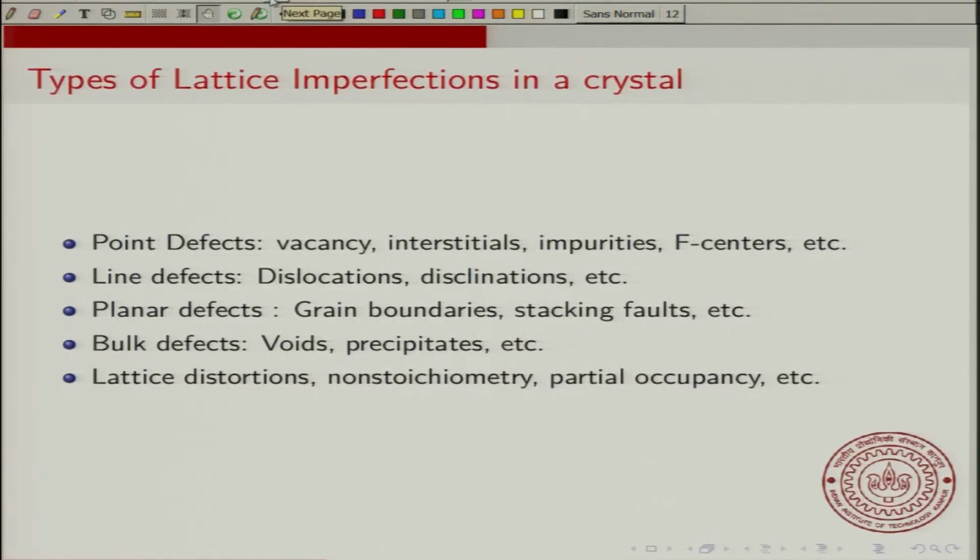Just to recall, we talked about different types of lattice imperfections in crystals. So, you could have point defects such as vacancies, interstitials, impurities and F centers, which we briefly looked at in the last class. Then there are line defects which we will look at today, disclinations and dislocations. Then there are planar defects, bulk defects and other lattice distortions are also possible. I will talk about line defects, planar defects and bulk defects in this class.